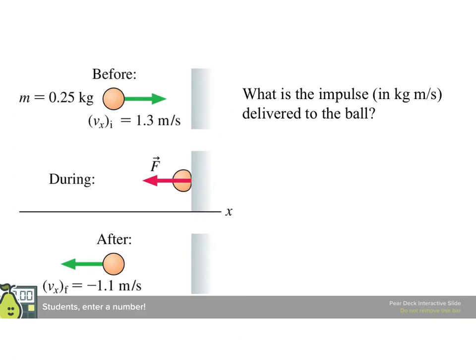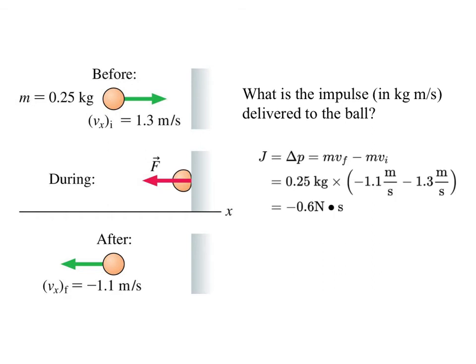What is the impulse in kilogram meters per second delivered to the ball by the force? Here we're going to say, well, the impulse is the change in momentum, so we take m v final minus m v initial, but we have to be really careful because here we already have a negative because we're moving that way after, and we subtract off what is a positive because we were moving this way before. So we end up with an impulse which is minus 0.6 newton seconds, which at least is the correct direction because clearly the force has to push leftward.